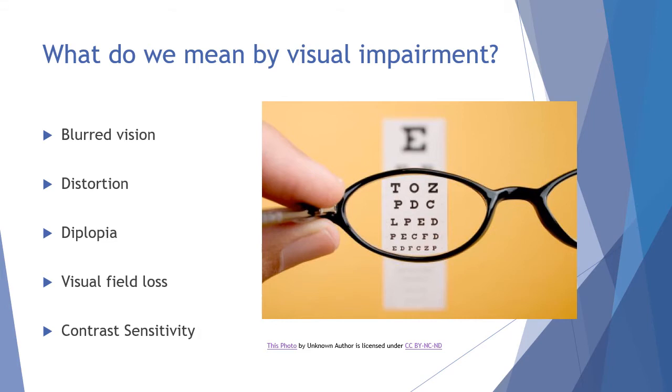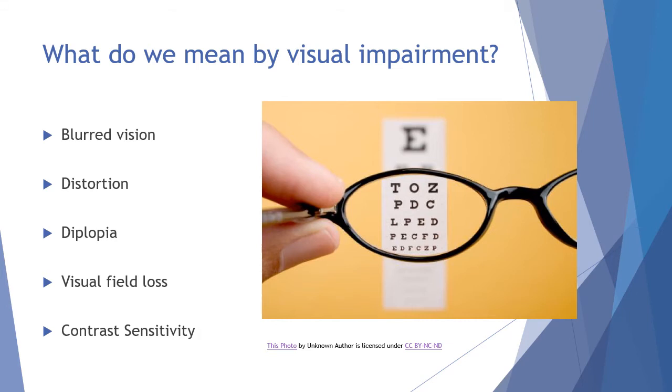So that's the VOR explained. So next we need to have a little look. What do we actually mean by visual impairment? Well, as optometrists, we're all pretty obsessed with how far someone can read down the letter chart, but that's not what visual impairment is in total.